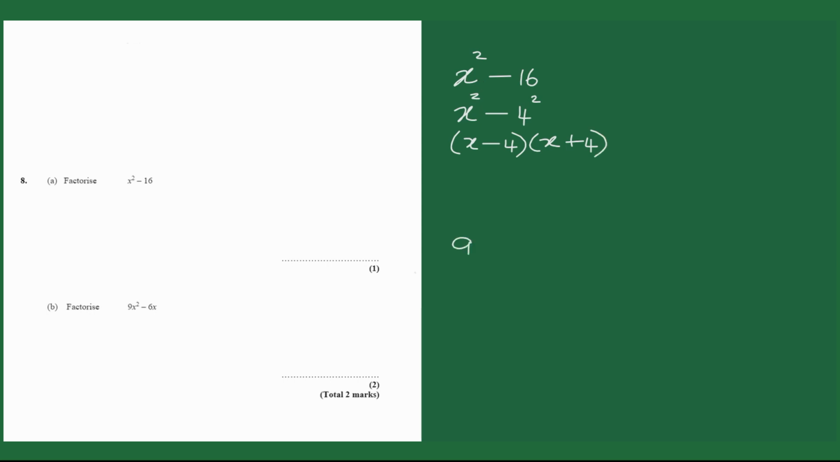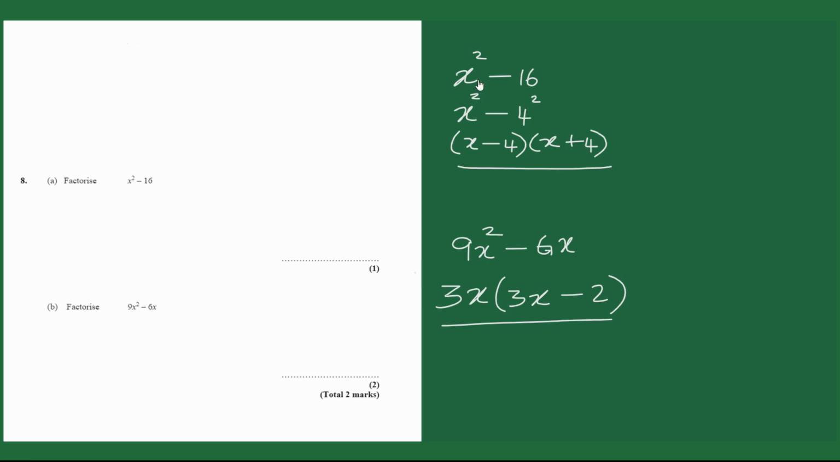Second question, factorize 9x squared minus 6x. For the numbers 9 and 6, 3 is going to be the common number. 3 can divide 9 and 6 as well. So x squared and x, x is the common factor. So 9 divided by 3 is 3. x squared, one of the x is out, so 1x left over. Minus 6 divided by 3 is 2. x is out.